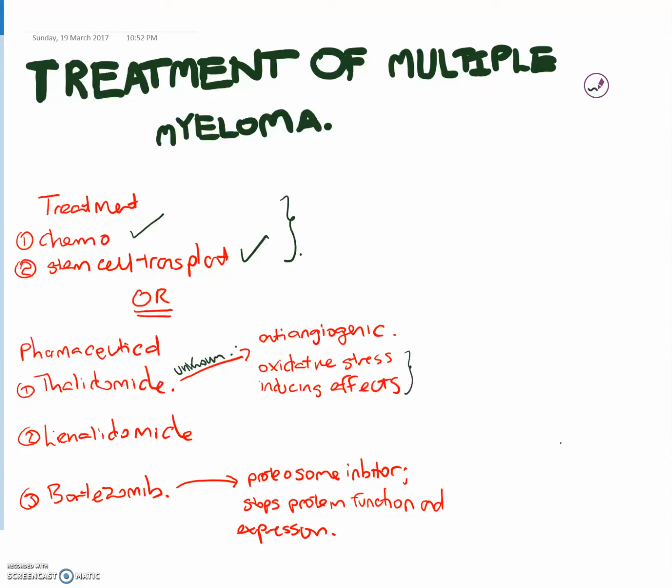Bortezomib is a proteasome inhibitor of the 26S mammalian proteasome, and it stops the protein function and expression of the cells, so there would not be proliferation. It tries to stop the proliferation, the expression.